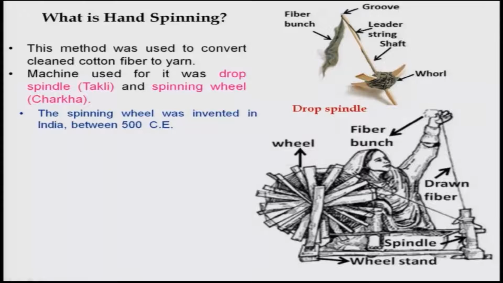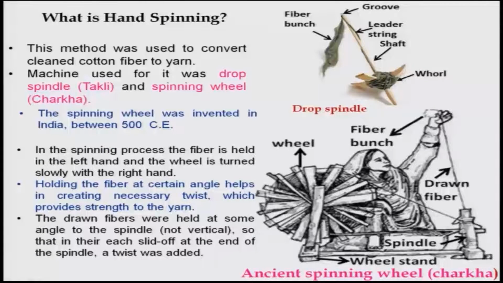So, if you look at this, this is the spinning wheel which I have shown here, also known as the charkha. This is the wheel with its components, and there is a spindle which is not shown here. The wheel and the spindle are placed on this wheel stand, and of course nowadays a lot of pulleys are also being used in this place to improve its performance.